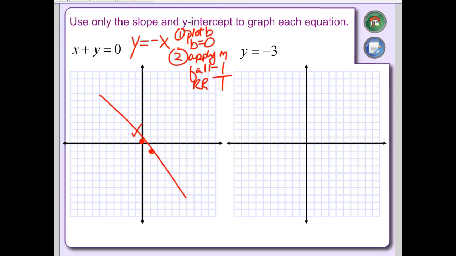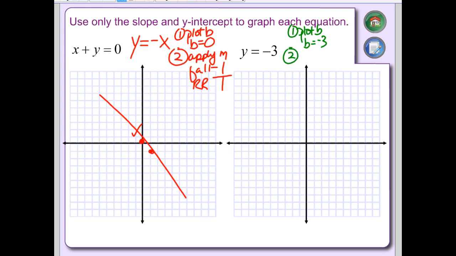Okay, let's look at our fourth graph of the day. Oh, we've got y equals -3. Well, what's my y-intercept? Yep, that's got to be -3. Oops, I said y. I should have said b. Remember, b stands for my y-intercept. So this is when we plot b. Well, b equals what? -3.